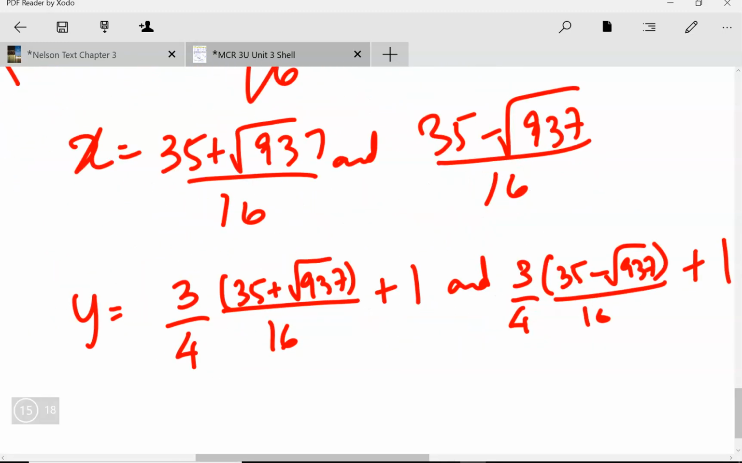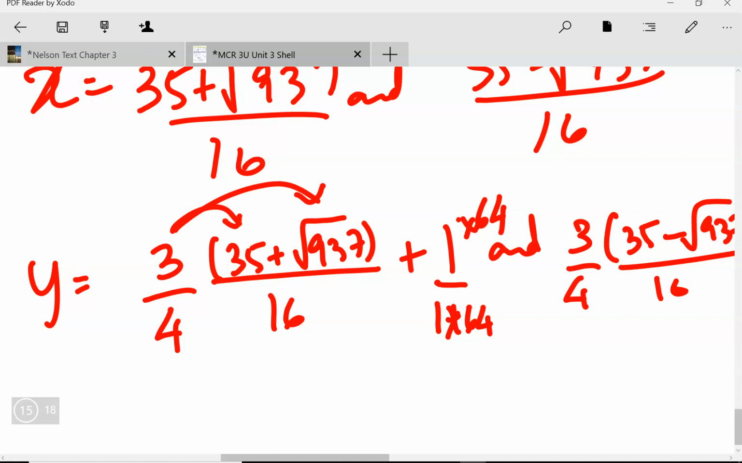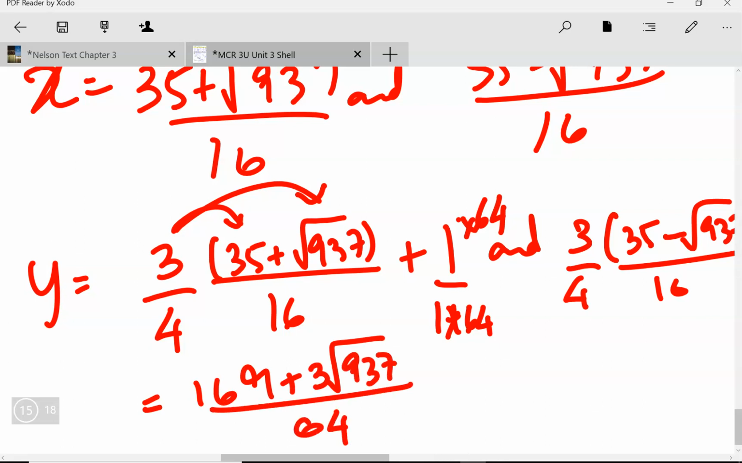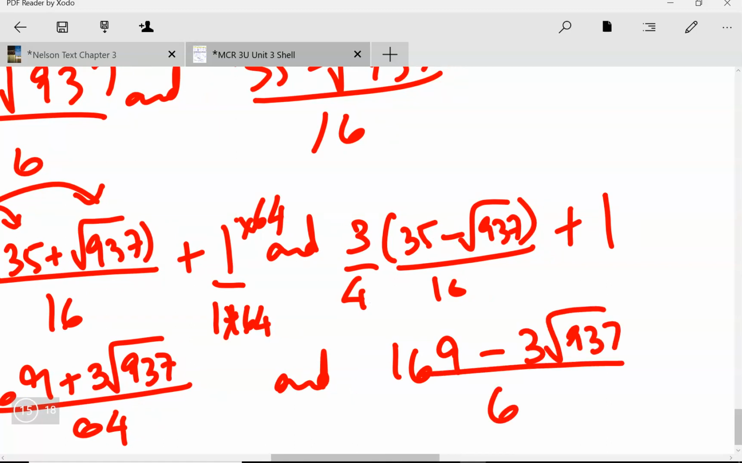Let's finish solving that. I guess 4 times 16 is 64. I take a common factor, times 64, to multiply this into this. So 3 times 35 is 105, and I have to add 64 to that, which is 169, plus 3 root 937 divided by 64. And this is the same thing, except 169 minus 3 root 937. There.